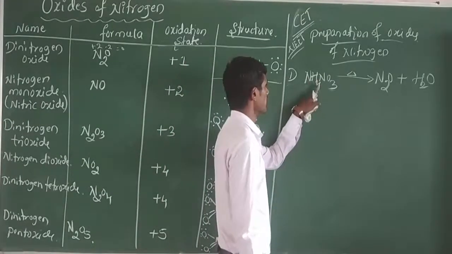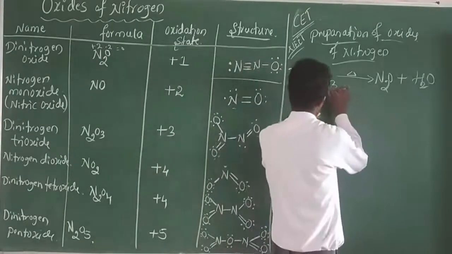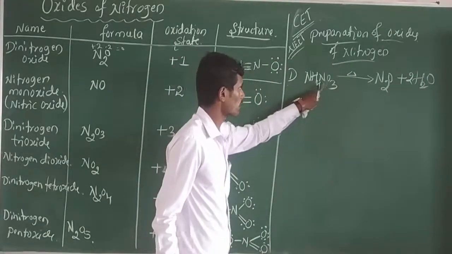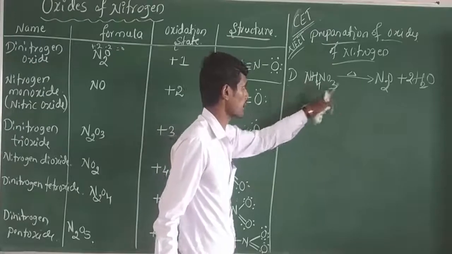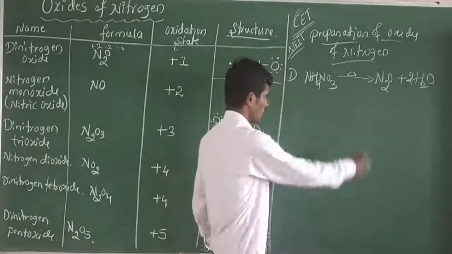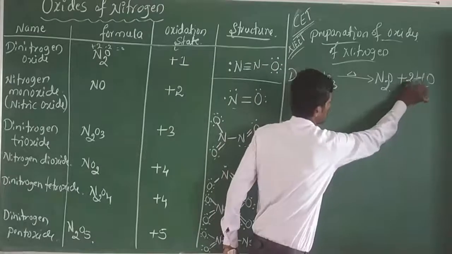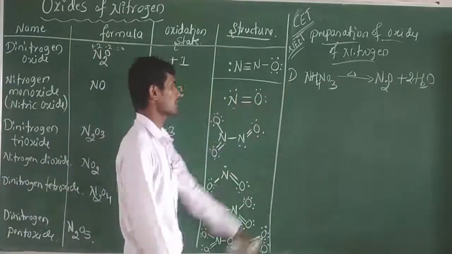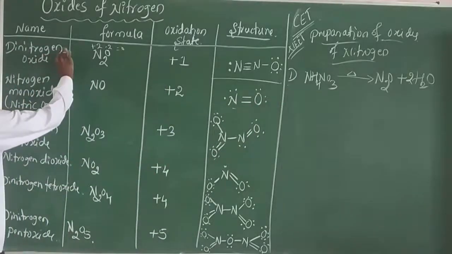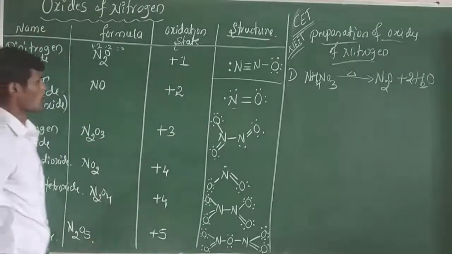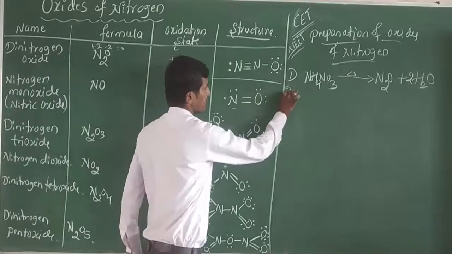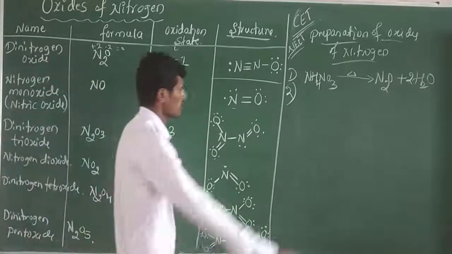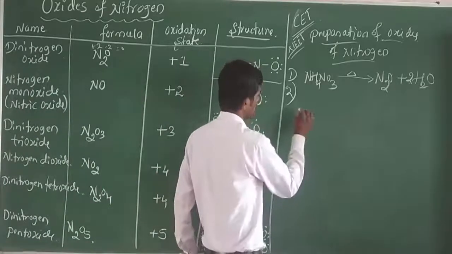Here NH4 means 4 hydrogens and 1 nitrogen, and here also 1 nitrogen, therefore totally 2 nitrogen atoms. What about oxygen atoms? Here 3 oxygen atoms, here 2 and 1, therefore it is balanced. Yes, this is the preparation of our first oxide of nitrogen, that is dinitrogen oxide. Next, another one. Second, which one? Nitric oxide.